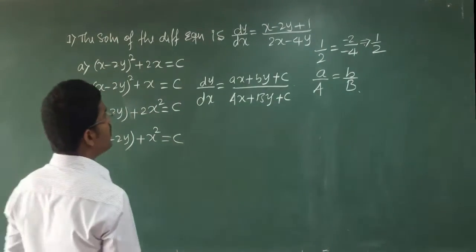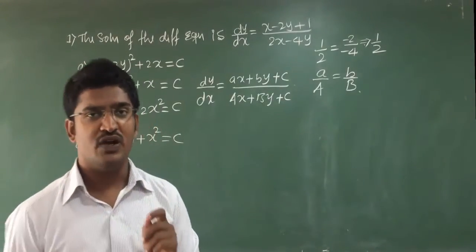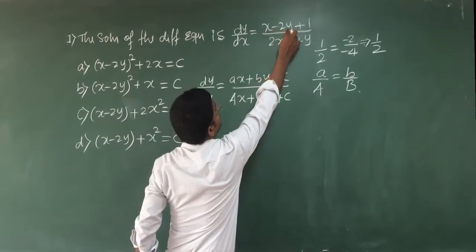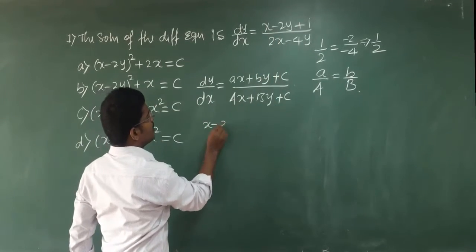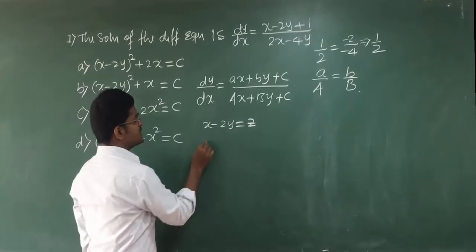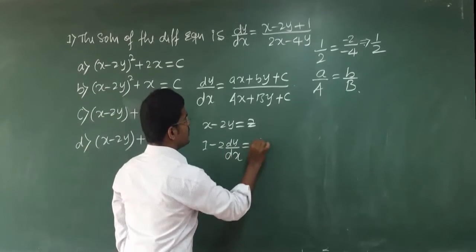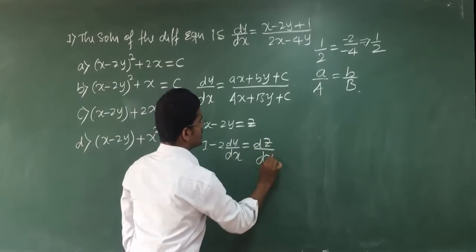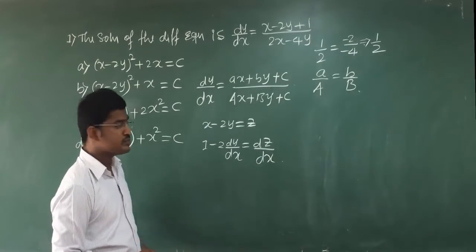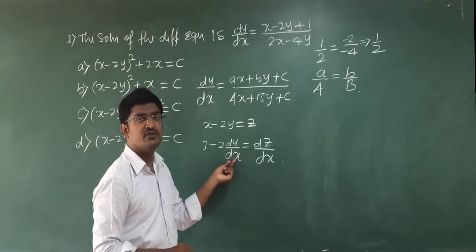So for that, what we have to do? We have to put ax plus by equal to z. So ax plus by means what? x minus 2y is equal to z. If I differentiate this, 1 minus 2 dy by dx equal to dz by dx. Clear? So this equation you are going to have. Now let us replace dy by dx.